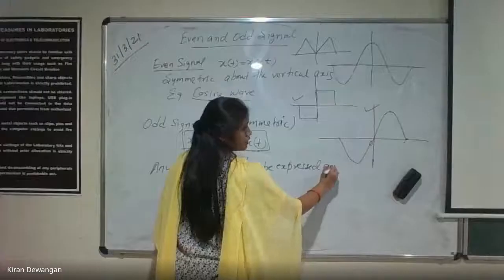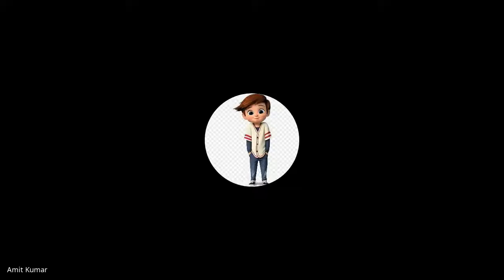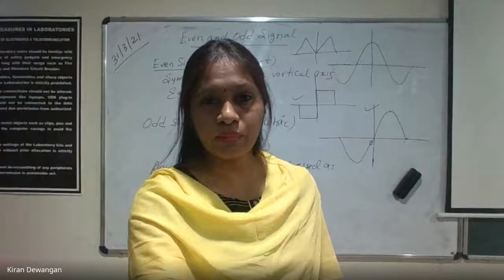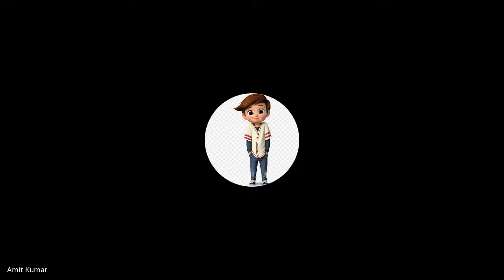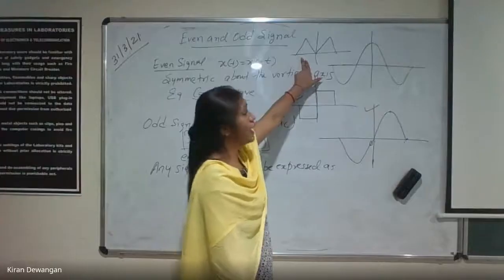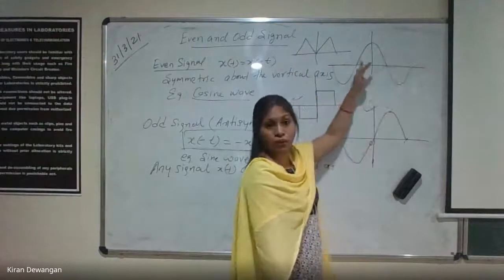मैम, ऑड सिग्नल्स भी, ऑड फंक्शंस भी तो ओरिजिन के अक्रॉस सिमेट्रिक होते हैं, तो उसको एंटी सिमेट्रिक क्यों बोल रहे हैं? I'm not getting you, अमित, क्या बोलना चाह रहे हो आप? मैम, ऑड सिग्नल्स भी ओरिजिन के अक्रॉस सिमेट्रिक होते हैं, जैसे इवन सिग्नल्स वाई एक्सिस के अक्रॉस होते हैं वैसे ही, तो उसको एंटी सिमेट्रिक, वर्टिकल एक्सिस के अराउंड सिमेट्रिक होगा, ठीक है?